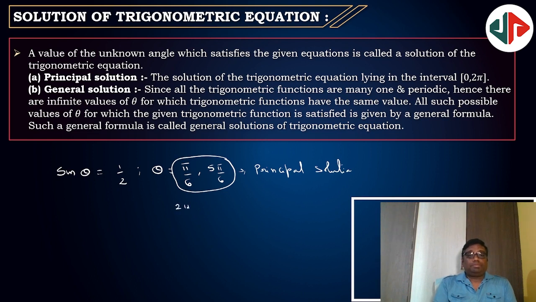If I take 2 pi plus pi by 6, it is also a solution. And 2 pi plus 5 pi by 6 is also another solution. Again 4 pi plus pi by 6, another solution, and 4 pi plus 5 pi by 6 is also another solution. Like this, how many solutions will satisfy? An infinite number of solutions. If you make all of them into one equation, that is known as a general solution. The set of all possible solutions which satisfy the given trigonometric equation is known as the general solution of the trigonometric equation.